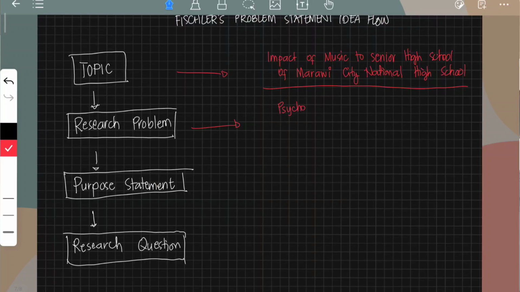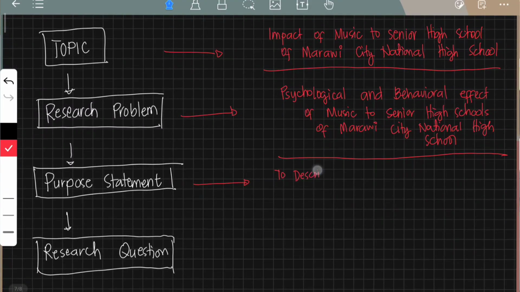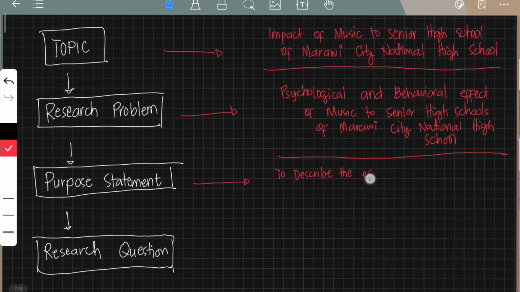And then upon reading all the literature review ay na-identify natin na ang problem gap is there are no research question na nagawa pa on the psychological and behavioral effect of music to the senior high school students of Marawi City National High School. And then through that, nagkaroon tayo ng purpose to describe the effect of music to the senior high school students of Marawi City National High School.